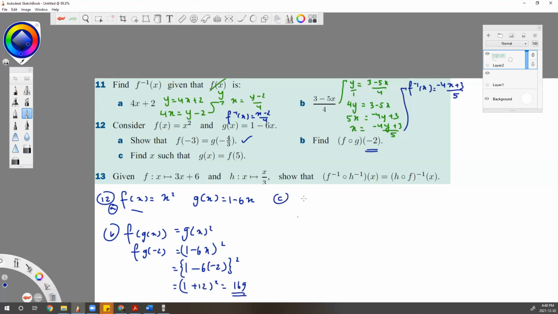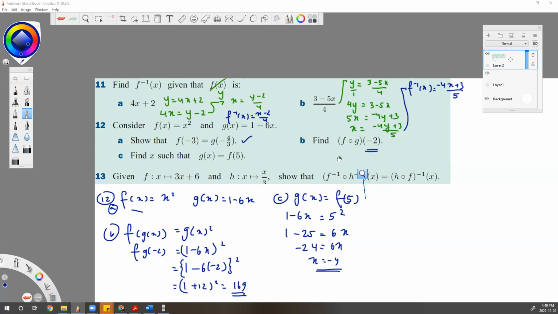Find x such that g(x) equals f(5). So g(x) equals f(5). So what is g(x)? 1 minus 6x. What is f(5)? 5 squared, right? No, it's not hard. So 1 minus 6x equals 25, right? Because 5 squared is 25, put to the left side becomes negative. So the x will be negative 4. Oh, okay, it's quite simple.